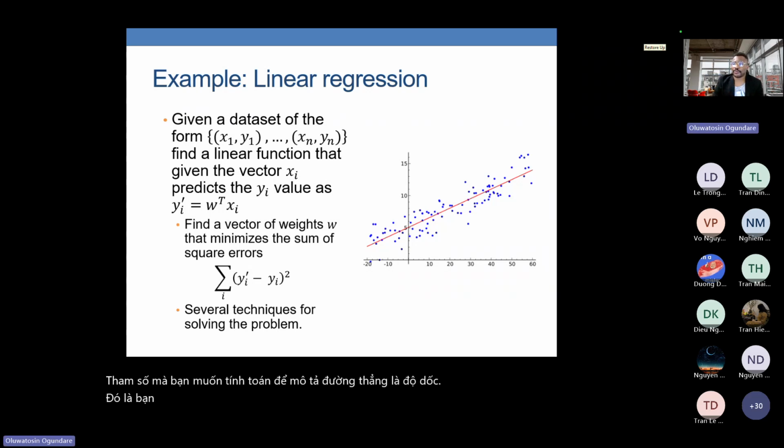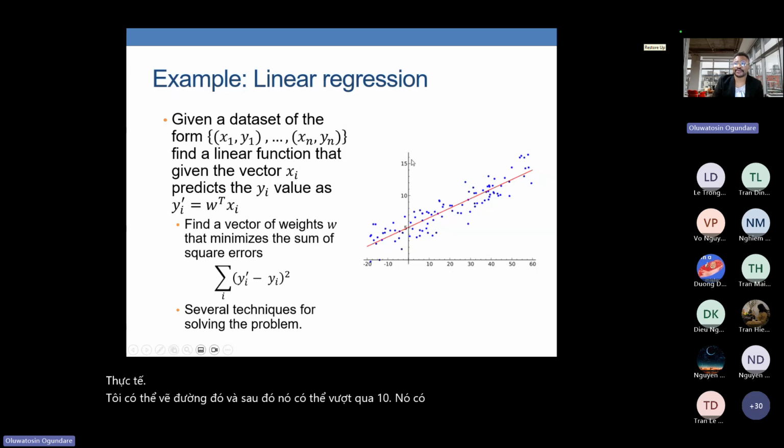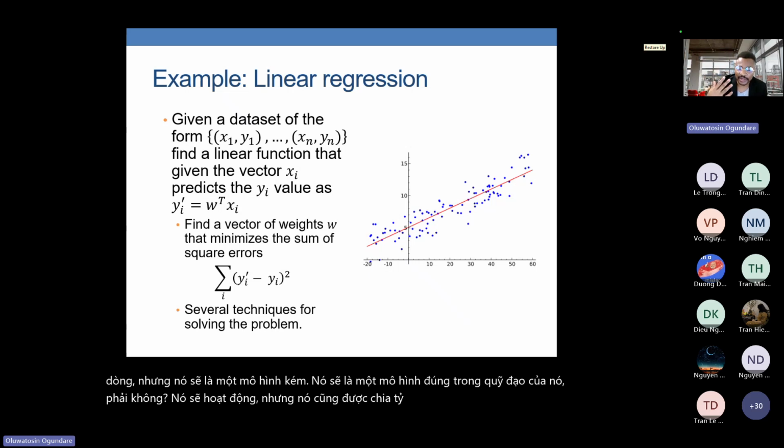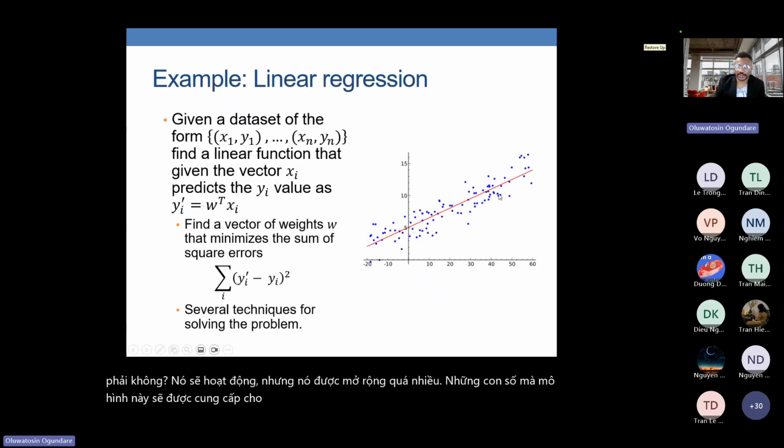But if you tell me the slope, I can draw that line anywhere, right? In fact, I can draw that line and it can go through 10, it could go through 15, the same line, but it will be a poor model. It will be a model that is correct in its trajectory, it would behave, but the scale will be too much. The numbers that this model will give me will be outside of the numbers of the data set.